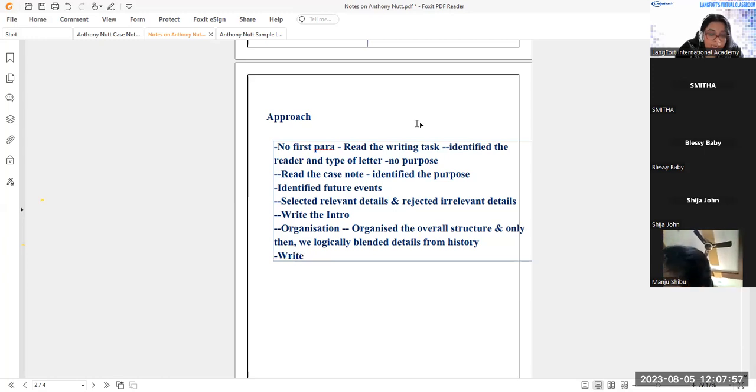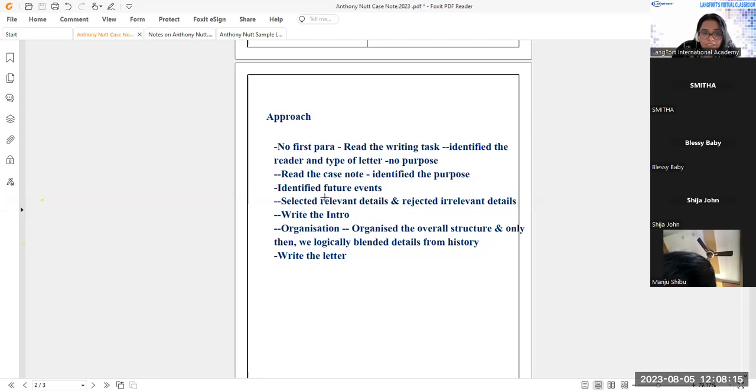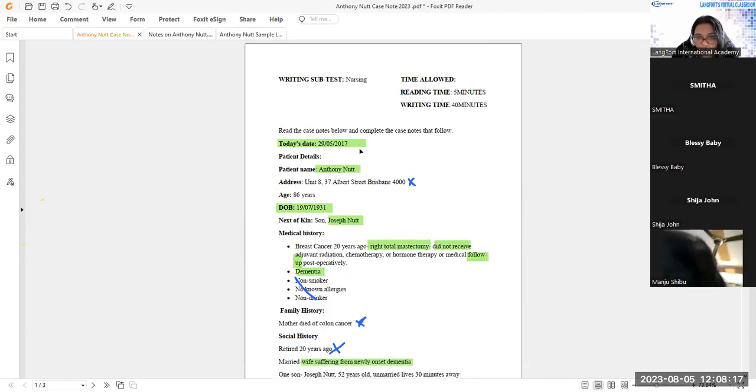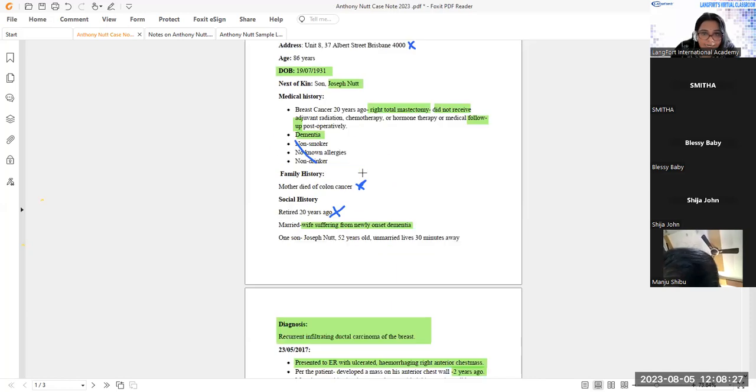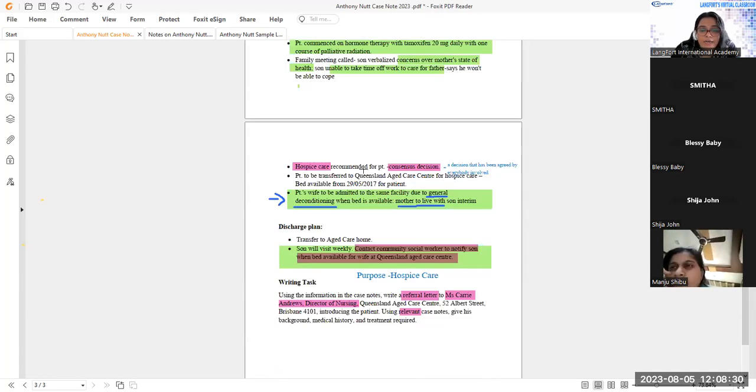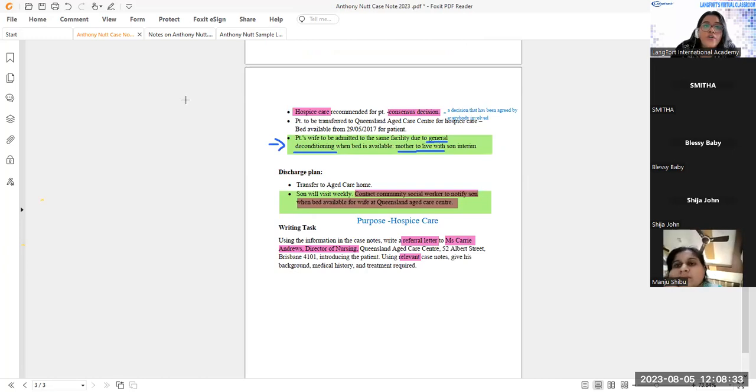And remember, I told you, when you have extra details, you have three ways to logically blend it: relative clauses, connectors, then you have please note. One more thing let me highlight. In this letter, if you remember the case note, nowhere in the entire case note have they given our role as a writer. Our role is not there, right? We don't know who we are. They have not said you are the charge nurse, you are writing a letter.